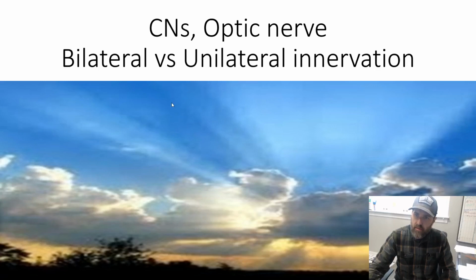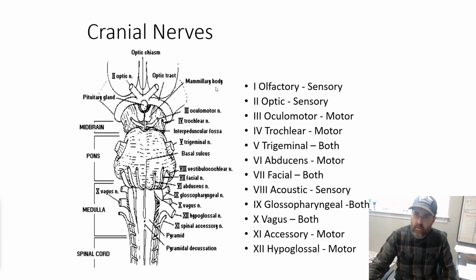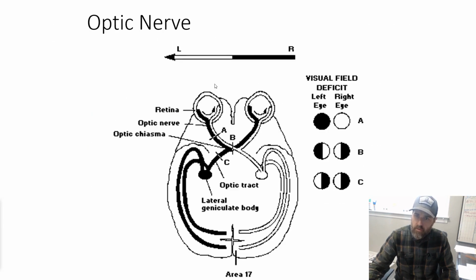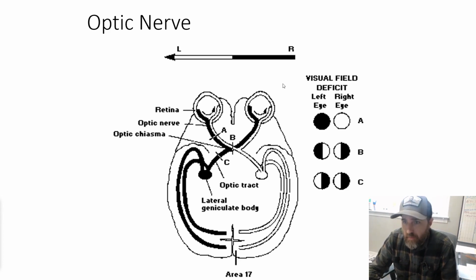Okay, today we're going to talk more about some specific cranial nerves, starting with the optic nerve. Let's break it into sections, and we'll start with the anatomy of the optic nerve.